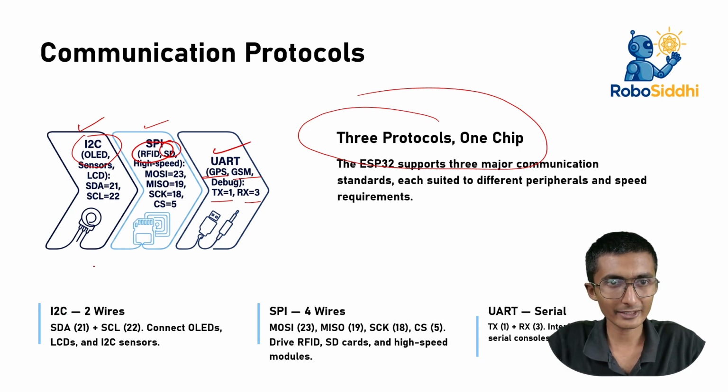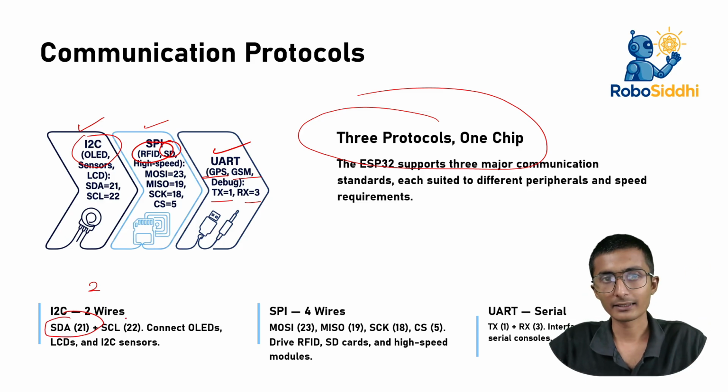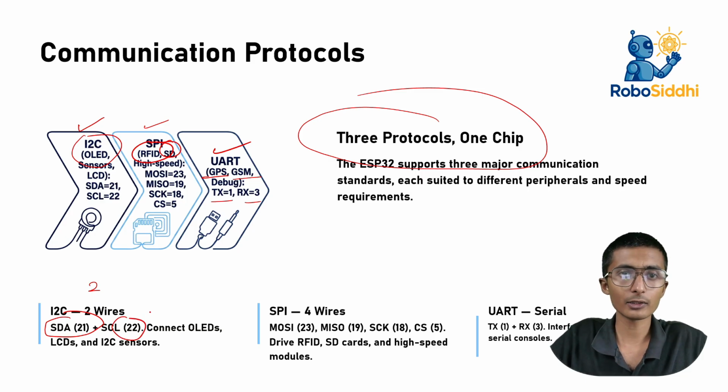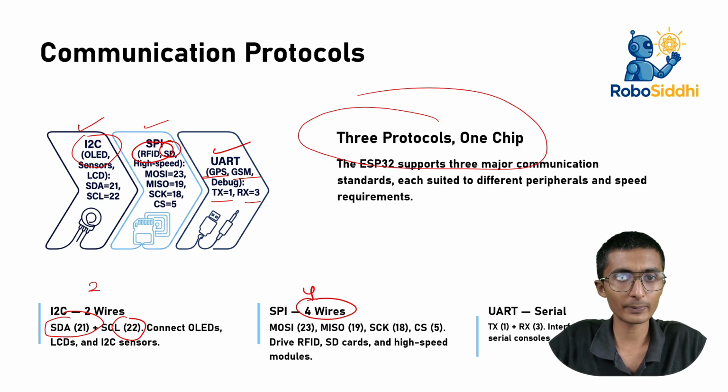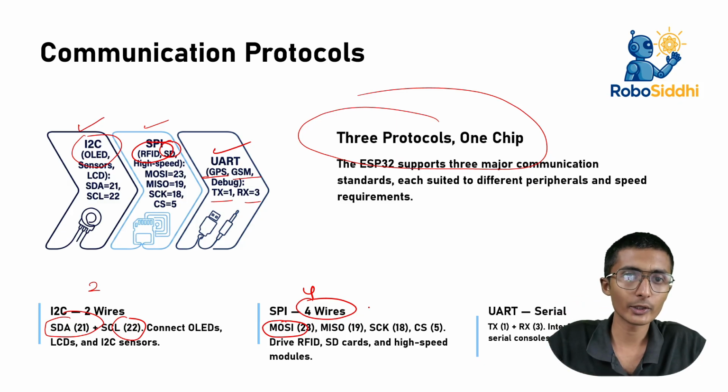SDA is for I2C communication, you basically need two pins. The first one is SDA, which is on pin number 21. Then we need SCL, which is connected on pin number 22. Then for SPI, the serial peripheral interface, we need four wires. MOSI, which is master output slave input. MISO, which is master input slave output.